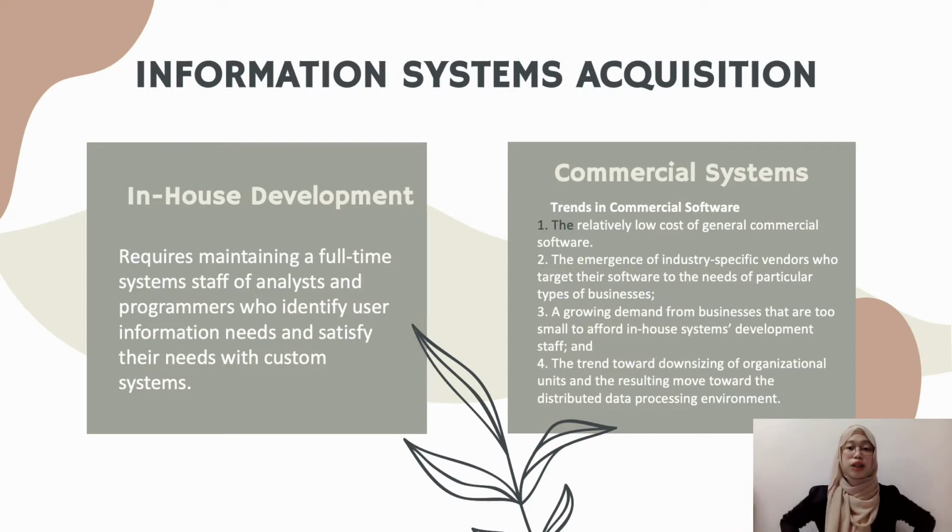For information system acquisition, organizations usually acquire information systems in two ways. First, they develop customized systems in-house through formal system development activities, and second, they purchase commercial systems from software vendors. Now, let's go through these two alternatives.